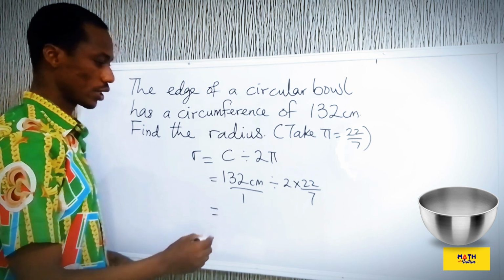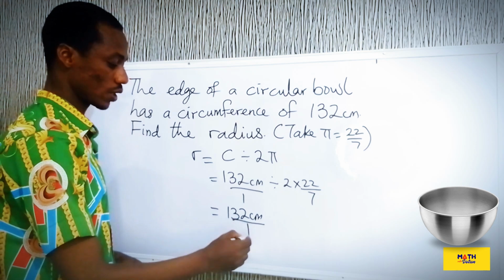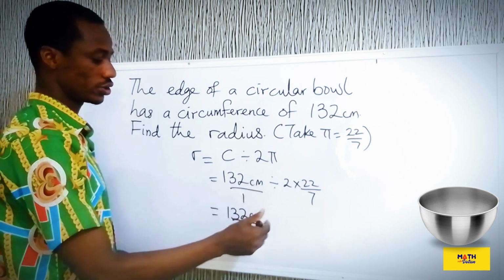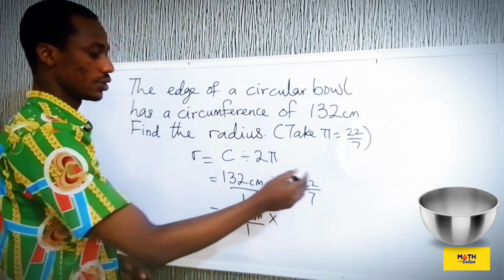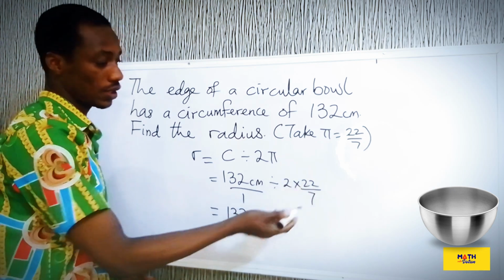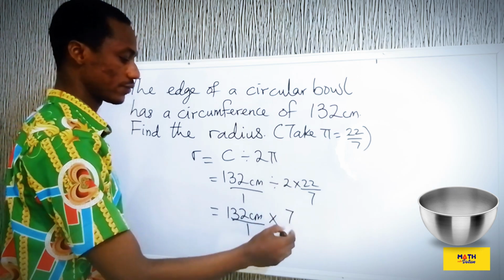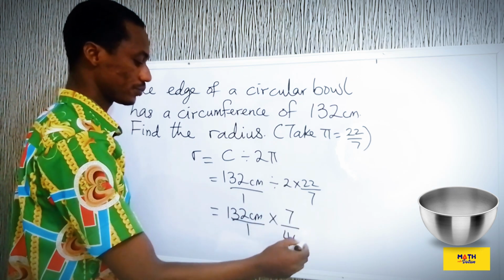Okay, so we have 132 centimeters over 1. So we keep this, change the sign to multiplication, then flip the fraction, which is 44 now. 2 times 22 is 44, and then over 7. So when we flip that, we have 7 over 44.